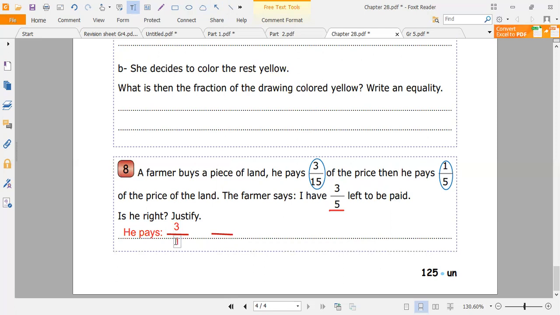3/15 plus 1/5. But these two fractions don't have the same denominator. What do we have to do? We have to reduce them to the same denominator. 15 is a multiple of 5, so we multiply the second fraction by 3 to get 15.